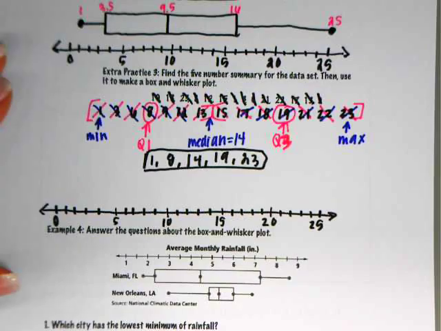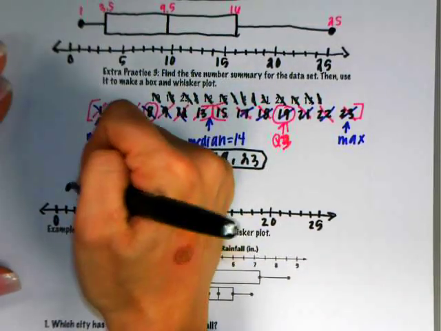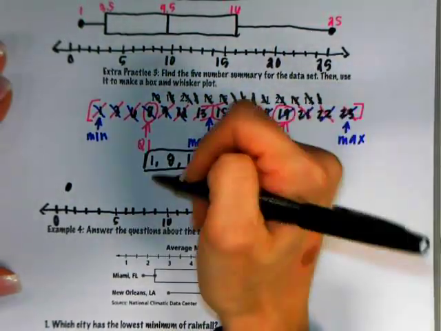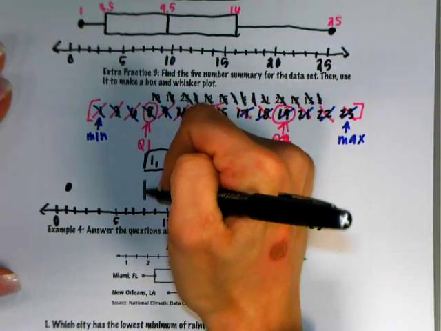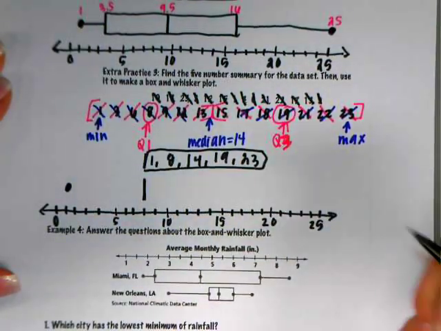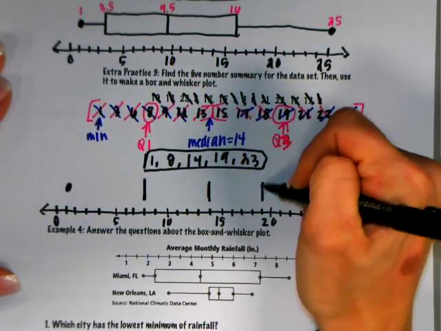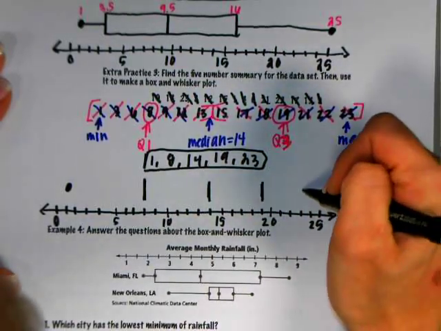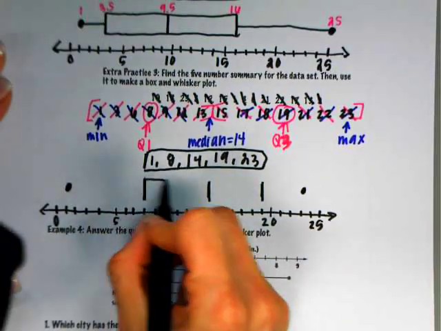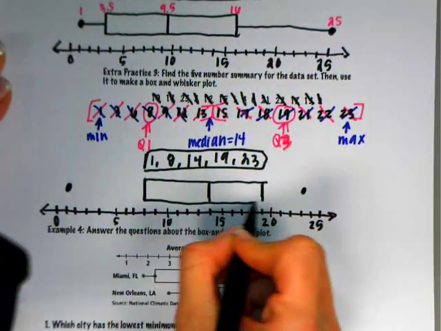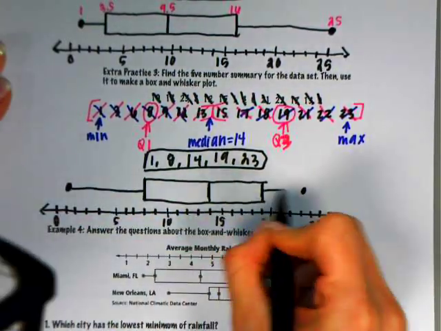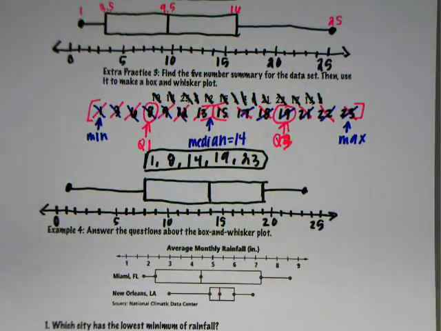Okay, so 1 is going to get a dot. 8 is a line. 14 is a line. 19 is a line. And 23 is a dot. Okay, so it should look like that. Any questions?